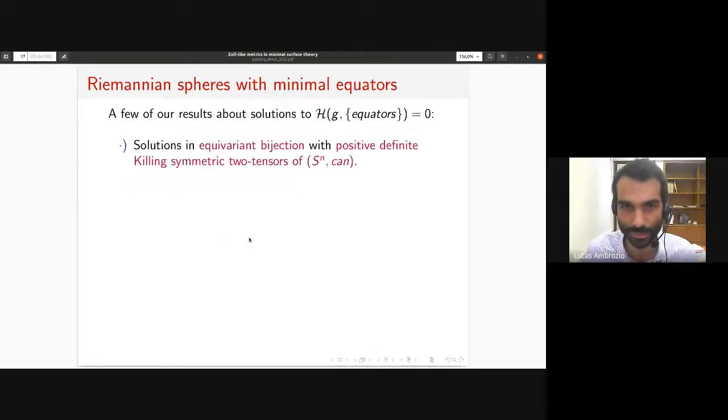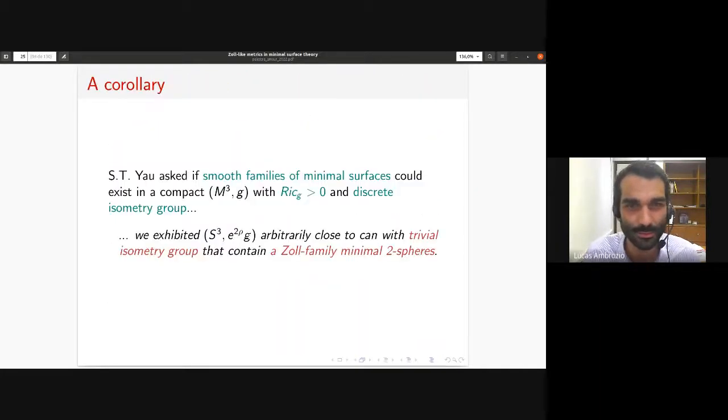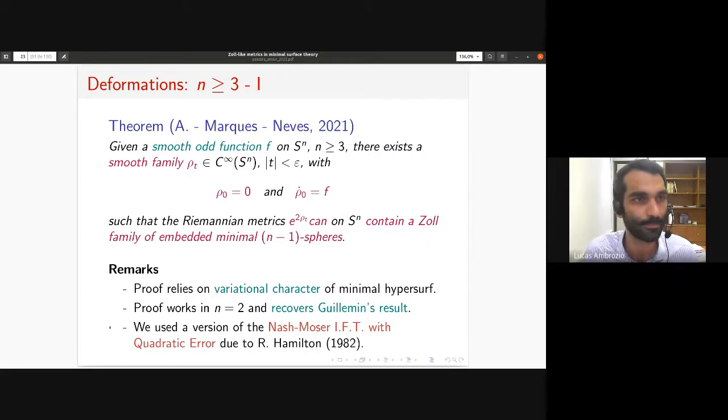Just for you to have a flavor of what the tangent directions are, the parametrizing space of the solutions: if you try to do the deformation inside the conformal class, you should look at directions that are given by odd functions. If you take any odd function, you can produce a variation inside the conformal class tangent to this odd function. That's the canonical method. Deformation by Zoll metrics, by solutions of H equals zero. Oh, that's interesting. Odd functions, functions that do not go down to RP^2, like in Guillemin's results. That's very interesting.